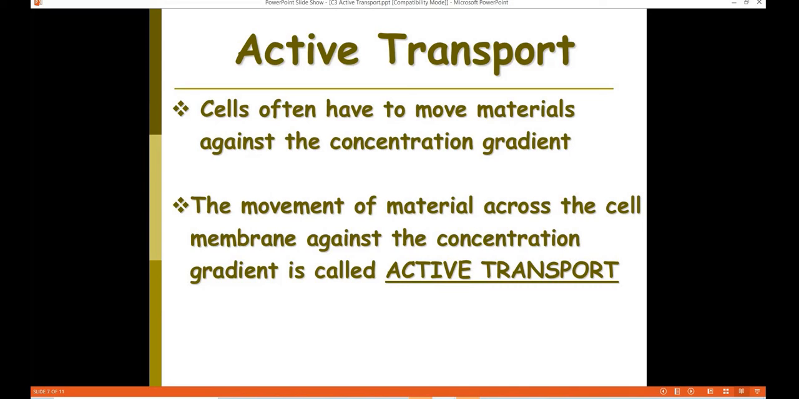You can imagine them like a gateway. They are the ones which are facilitating the entry of these molecules against the concentration gradient. So they change shape and they allow this glucose molecule to enter the cell. So this is the example discussed over here.